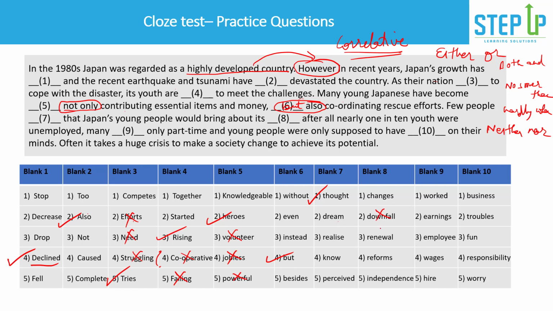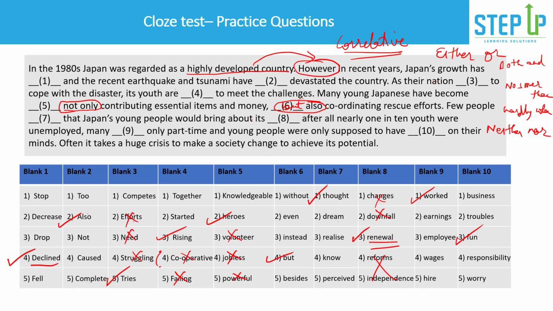No, they didn't bring about downfall, they started helping. Renewal, right? Because they are sort of coping with this whole thing, so renewal is the best word here. Bring about its renewal. Reforms, independence doesn't make sense, changes doesn't make sense. Bring about its renewal. After all, nearly 1 in 10 youth were unemployed. Many dash only part-time. Many earnings, many employee, many wages, higher. Many worked only part-time, and young people were only supposed to have fun, right? This makes more sense in their minds.